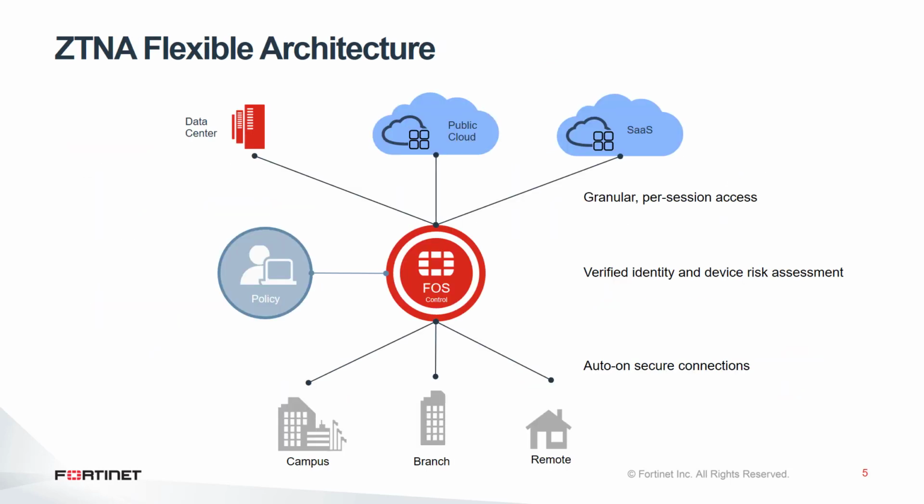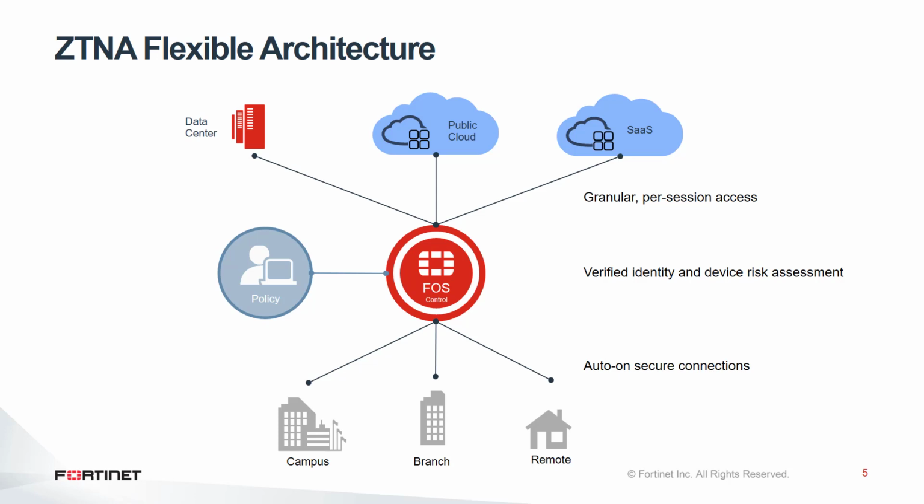Now, the way the Fortinet ZTNA architecture works is that no matter where a user is, whether they're on the campus or remote, when they go to try to access an application, they will first connect to a FortiOS enforcement point, or FortiOS control. At this enforcement point, it will verify the identity of the user, authenticate that user, if necessary use multi-factor authentication. It'll also do a device risk assessment and make sure that the device meets the policies of the organization prior to granting access to an application.